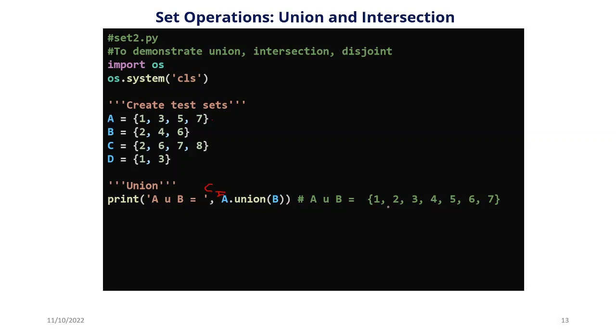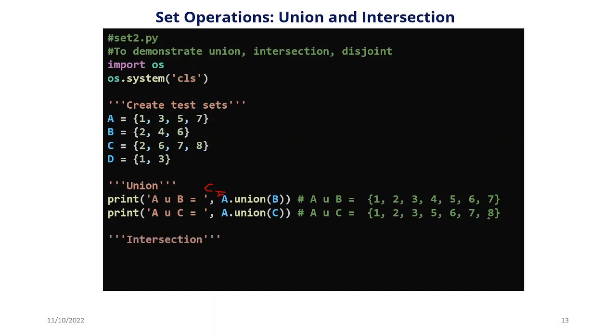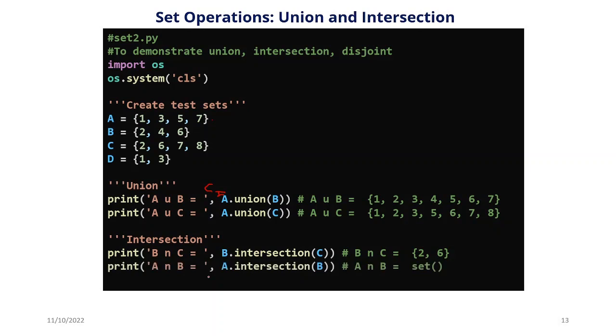So it's going to print the union 1, 2, 3, 4, 5, 6, 7. All the elements coming together. We can also say print A union C, and it's A dot union C. There is another way to do it, but this is one way to do it. So A union C will just bring the elements of A and C and put them together in one set. Now let's look for intersection. B intersection C. We just say B dot intersection C, and that will give us 2, 6. And we can say A dot intersection B.